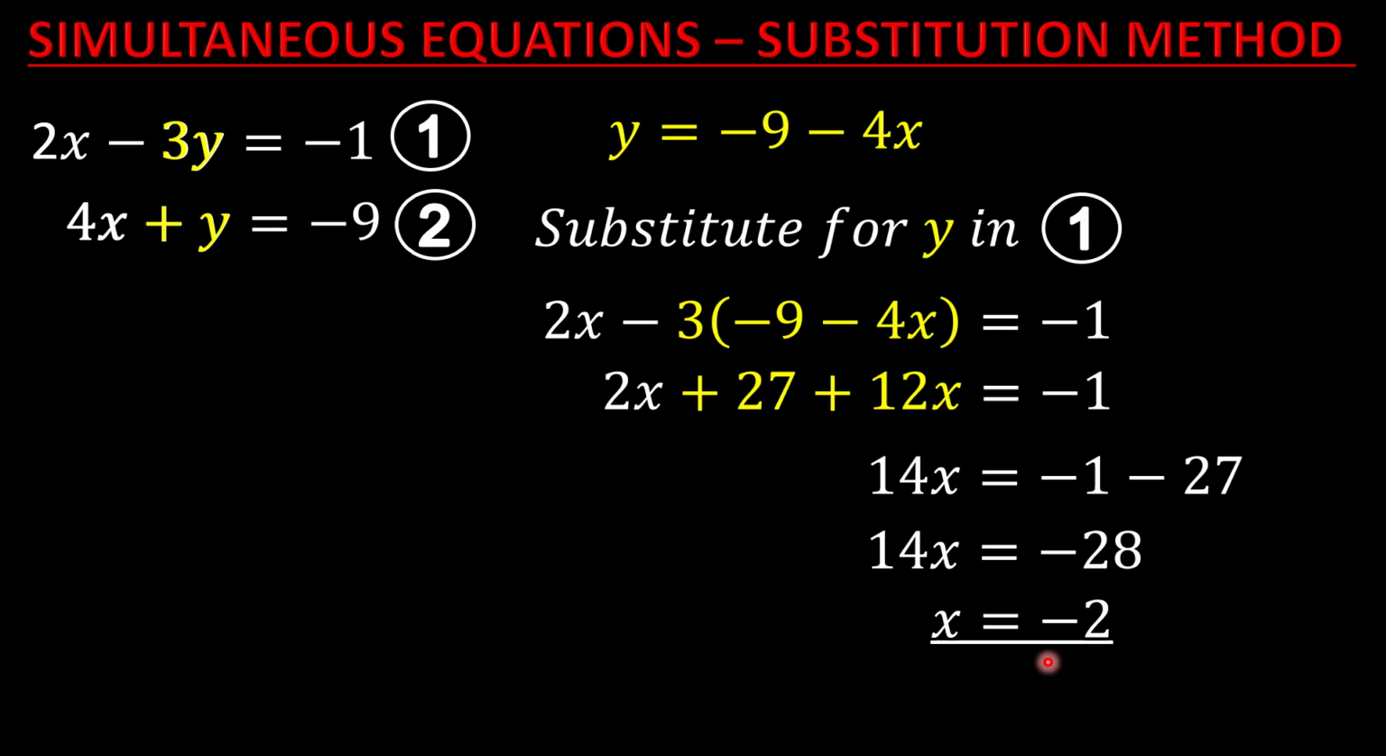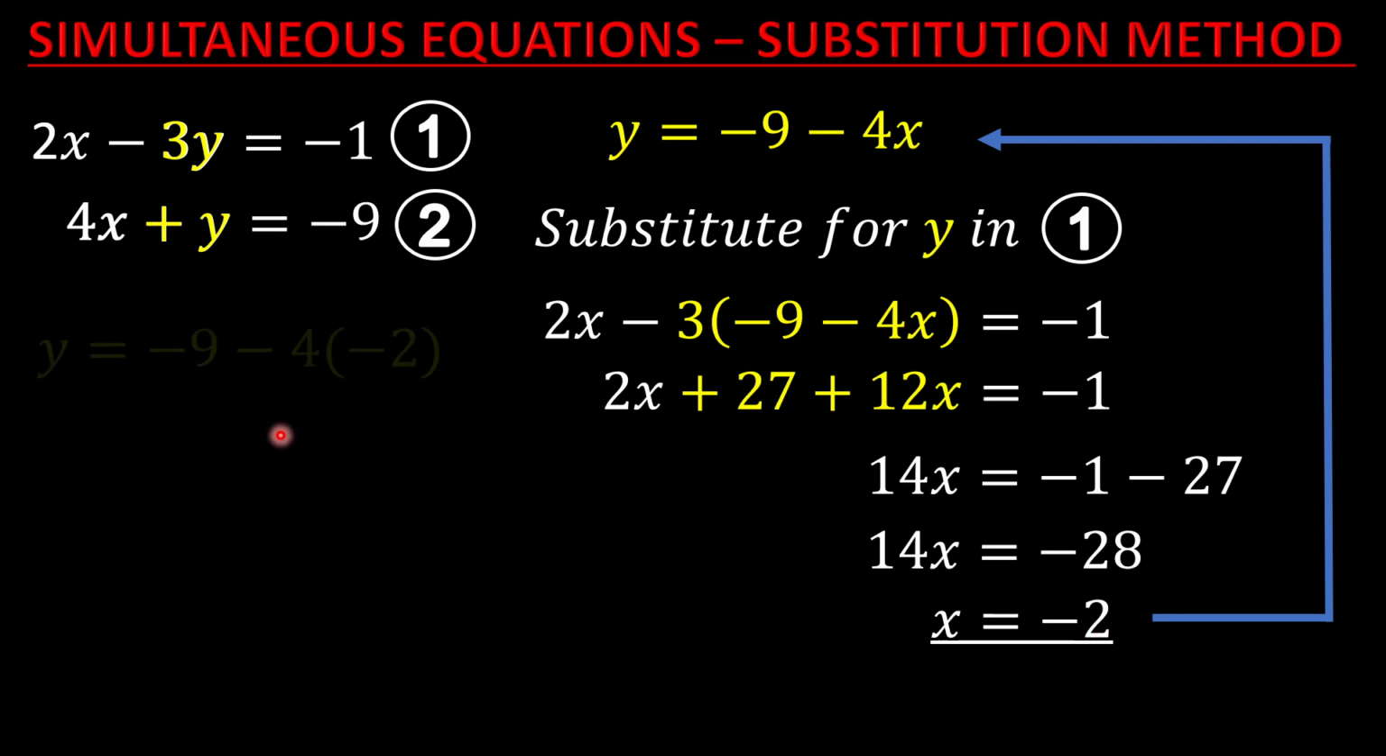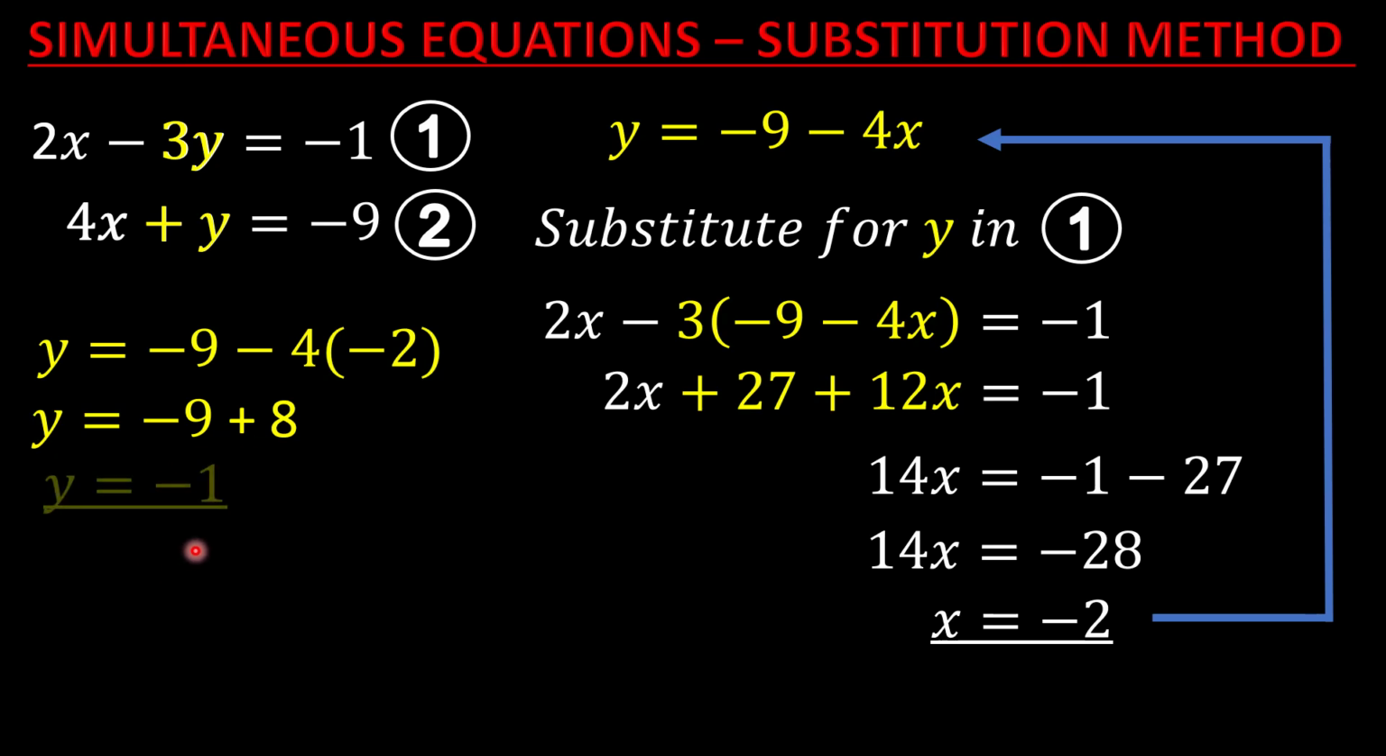We want to find y, so we can just take this answer and go all the way back up to here, because this is an expression that allows me to get y. So let's put in this x here will now become minus 2. So what will we see here? y equals negative 9 take away 4 times negative 2. We can multiply negative 4 by negative 2, that becomes plus 8. So we get negative 9 plus 8, and negative 9 plus 8 equals negative 1.